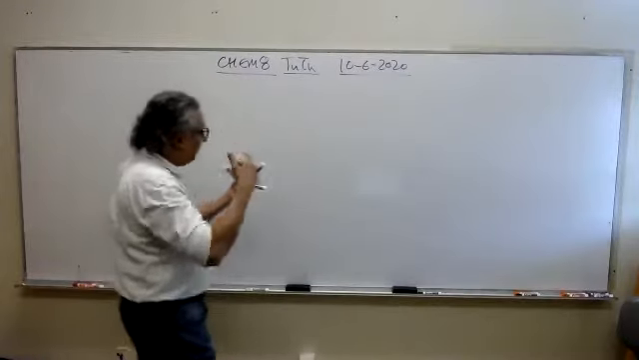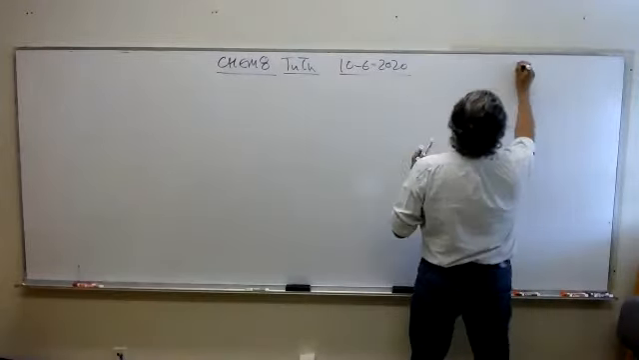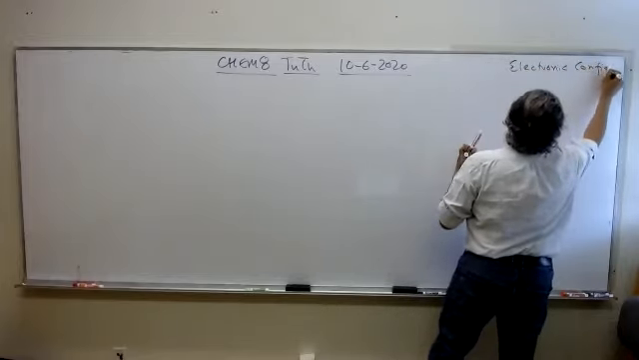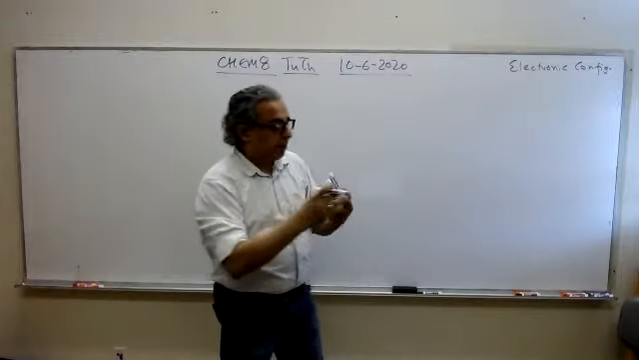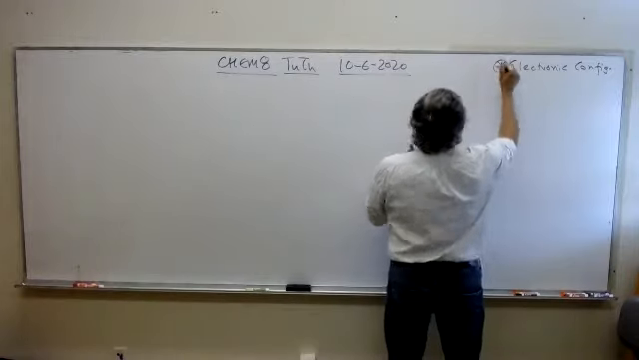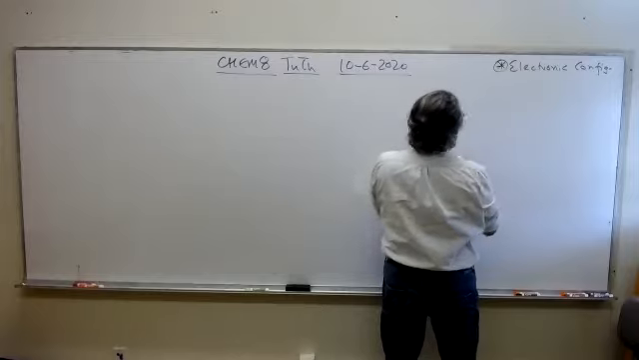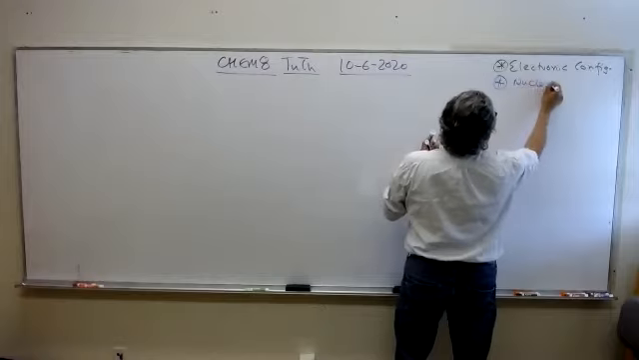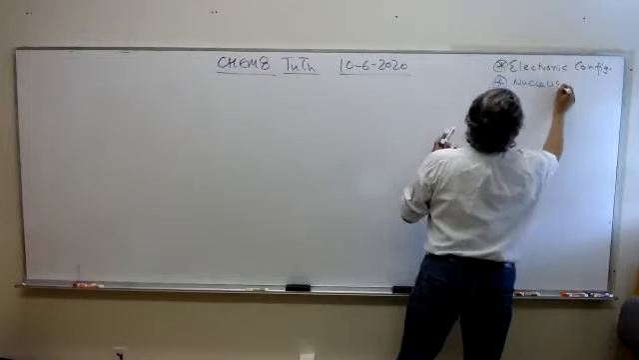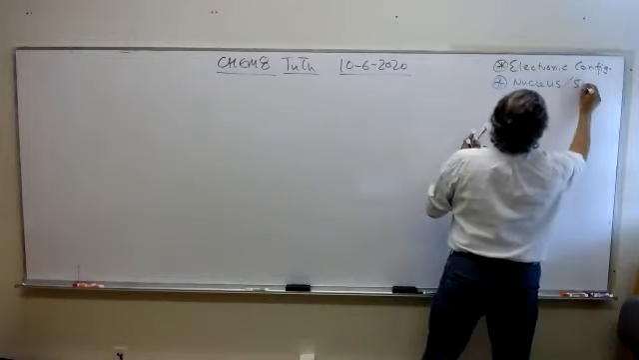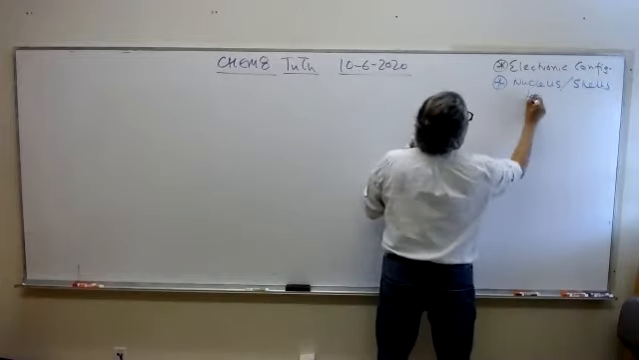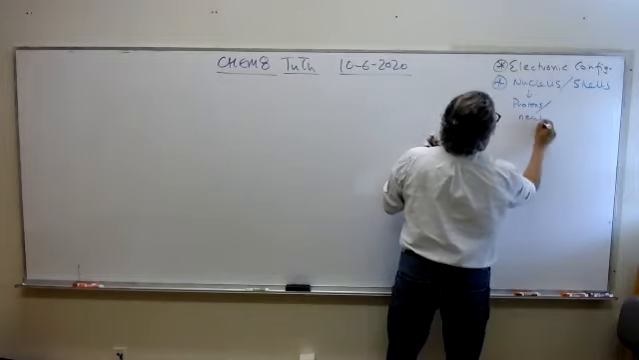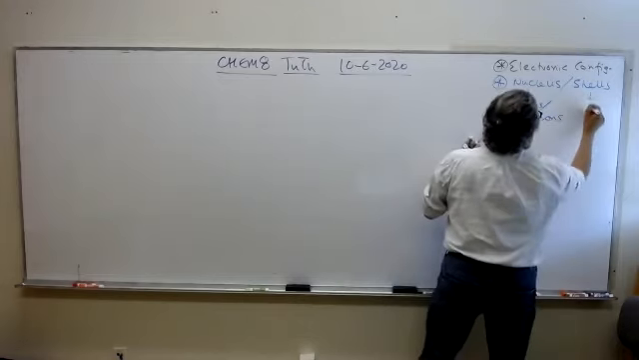So if I write down a few things here: electronic configuration. I'm shortening things up. Electronic configuration is something. Then we heard the word nucleus and shells. Nucleus has protons and neutrons. We didn't talk a lot about neutrons. Shells have electrons.